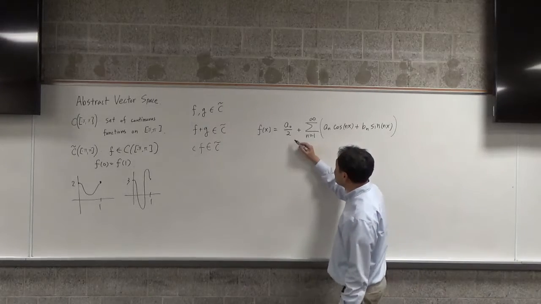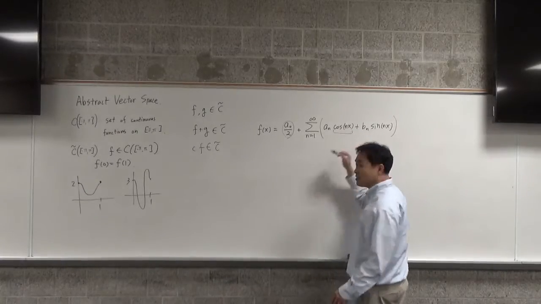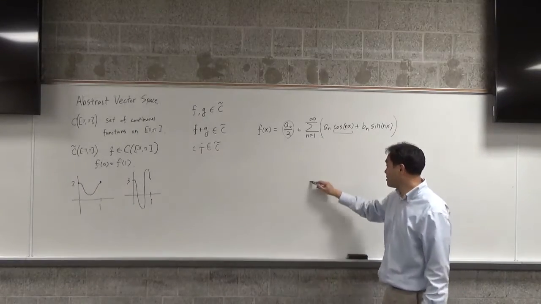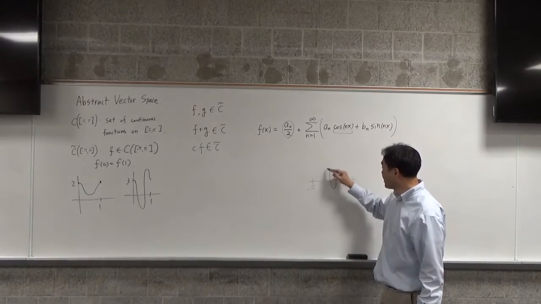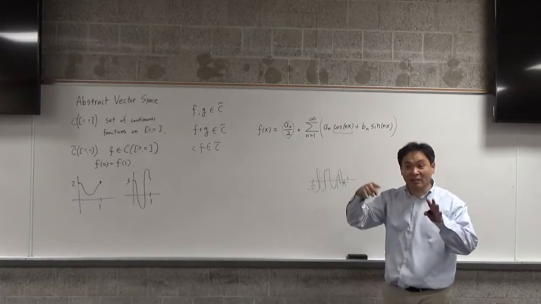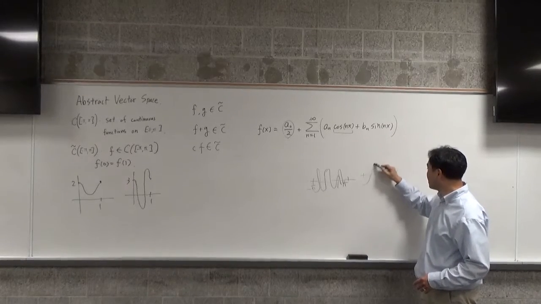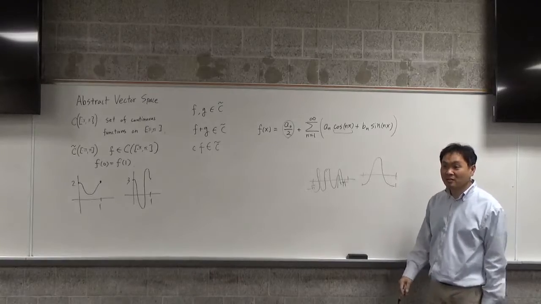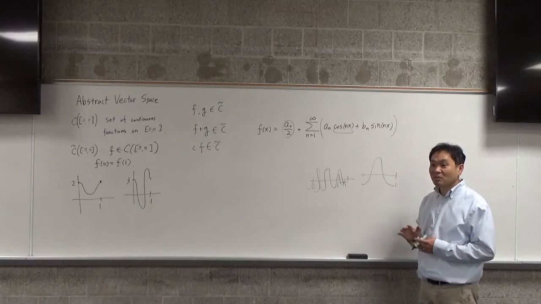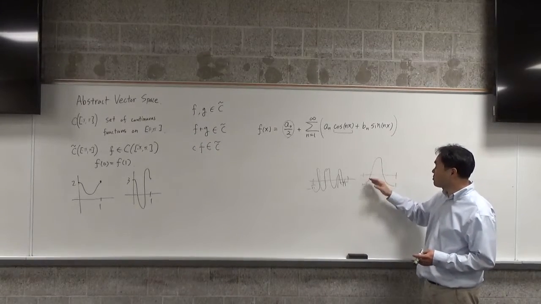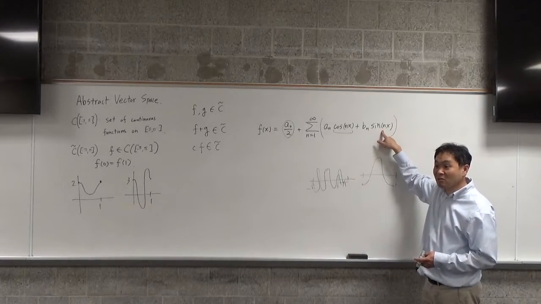And look at each of these elements. This is a constant that belongs to this space. Cosine is a periodic function from negative pi to pi, depending on how many n's you have. If n is 1, it's like that. But if n is 2, you have some more of this, but it still belongs to C tilde. This one also belongs to C tilde for the same reason.